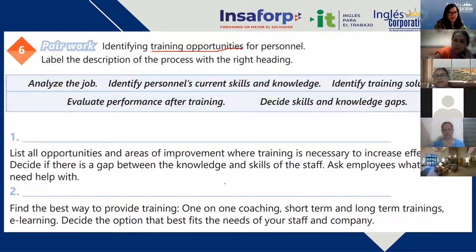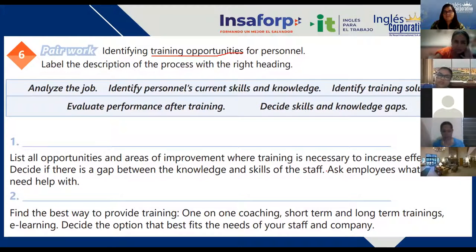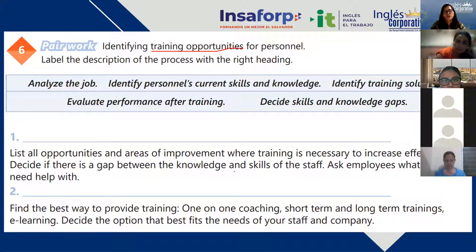Ok, identify training solutions. Identify personal current skill and knowledge. If we go skills and knowledge gaps. Eso les iba a decir yo.